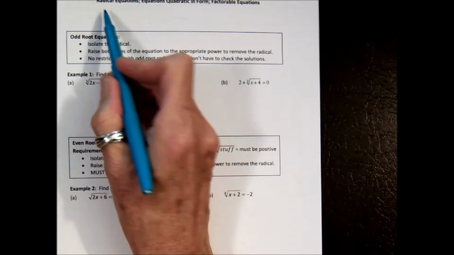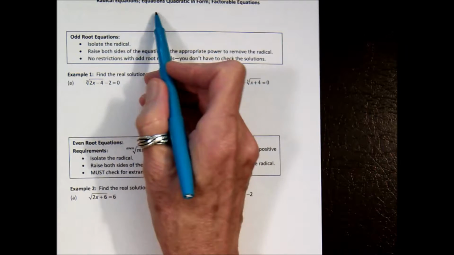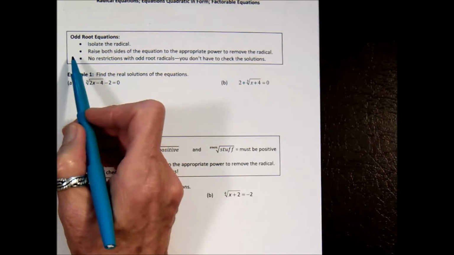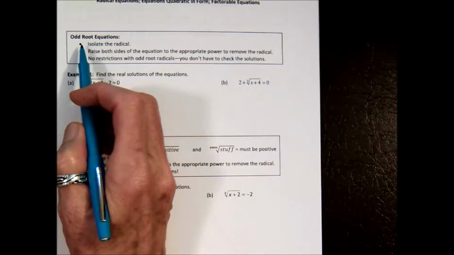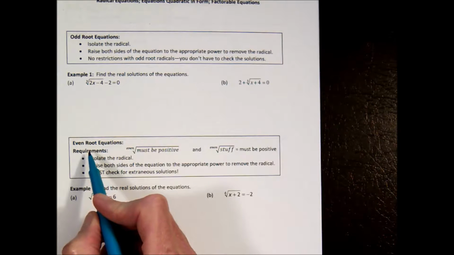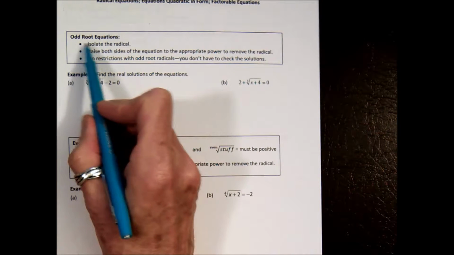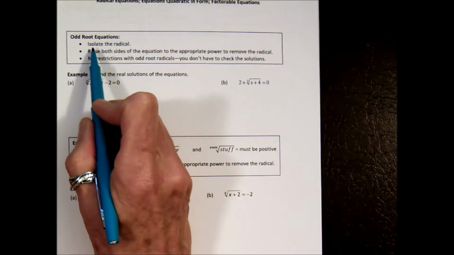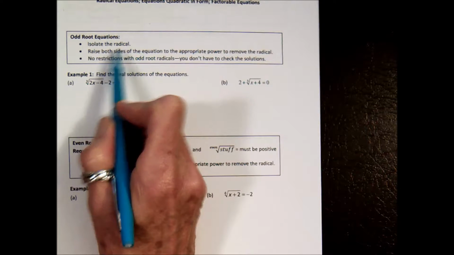In this video, we'll look at radical equations, equations that are quadratic in form, and factorable equations. So let's start with radical equations, and we're going to look at the difference between odd root equations and even root equations. So in an odd root equation, meaning the third root, the fifth root, the seventh root, etc., you isolate the radical to solve it.